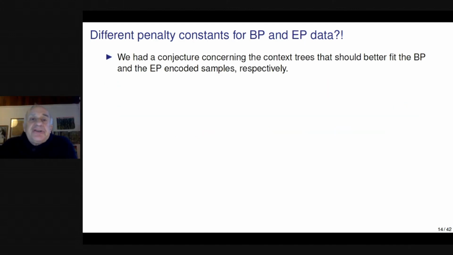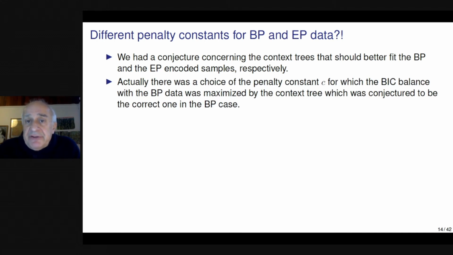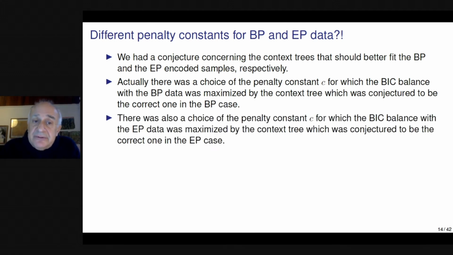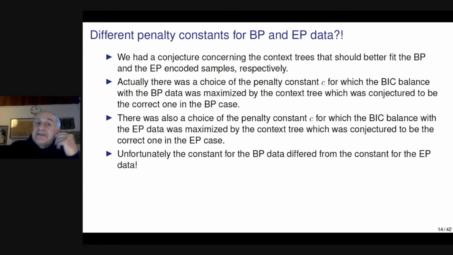We had a conjecture concerning the context trees that should better fit the BP and the EP encoded samples, respectively. Actually, there was a choice of the penalty constant C for which the BIC balance with the BP data was maximized by the context tree, which was conjectured to be the correct one in the BP case, and the same occurred in the EP case. But unfortunately, this constant differs in the BP and the EP case.